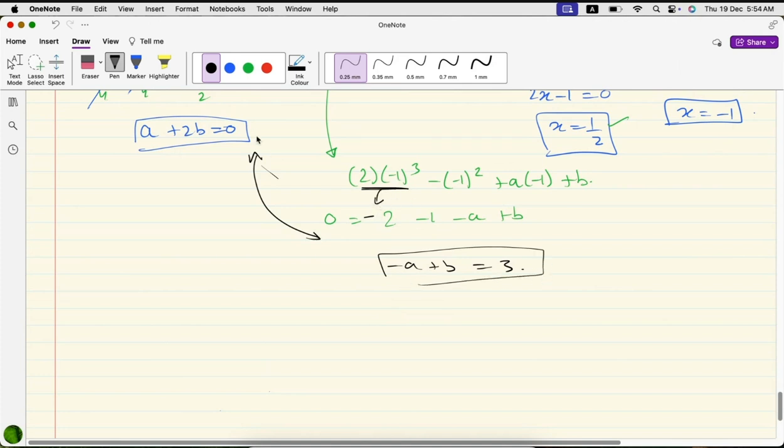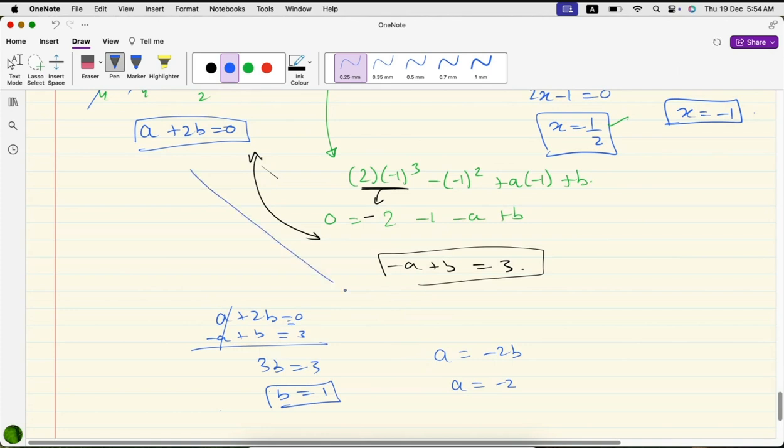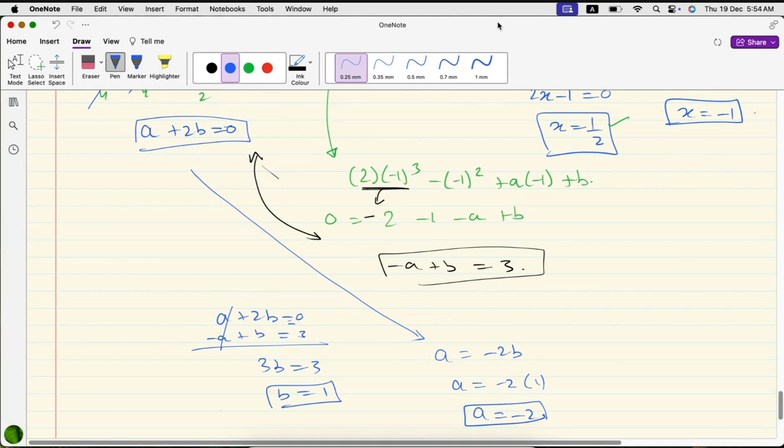That was minus 2. So the first equation is a plus 2b is equals to 0. Second is minus a plus b is equals to 3. We add them. 3b is equals to 3, b is equals to 1. And then a could be equals to minus 2b is equal to minus 2 into 1, a is equals to minus 2. A minus 2, b 1.